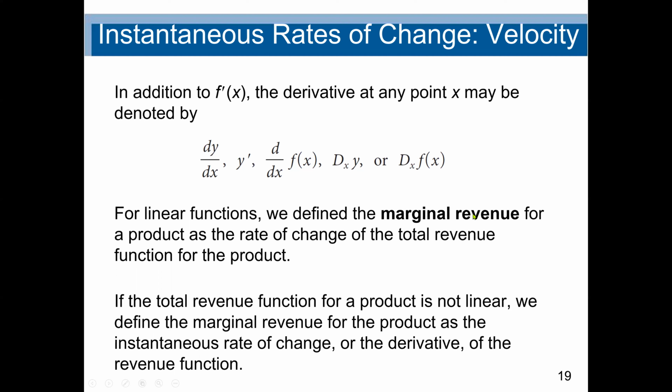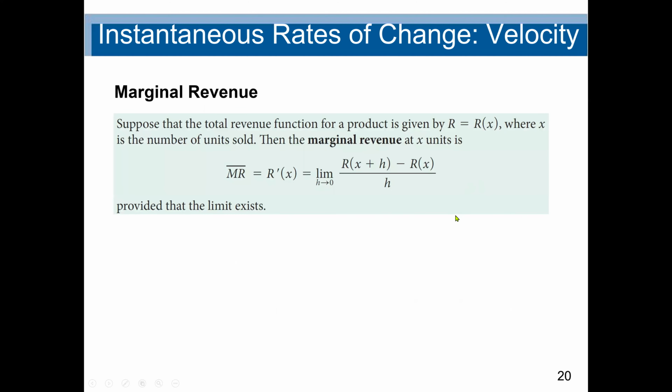Average rate of change of the revenue. We use the term marginal. So if I have a question and they say, okay, the function of the revenue for the product is 2s plus 1, find the marginal revenue. That means you find the derivative of the revenue function. And so that's the formula for marginal revenue.